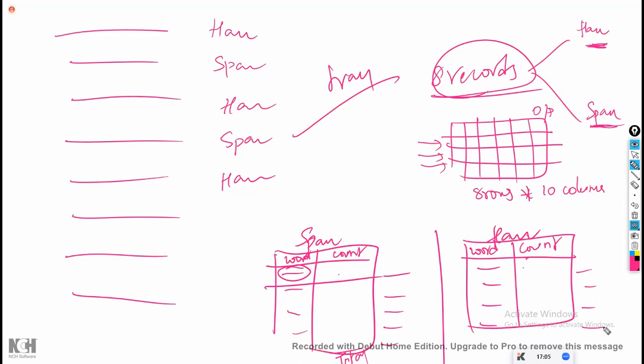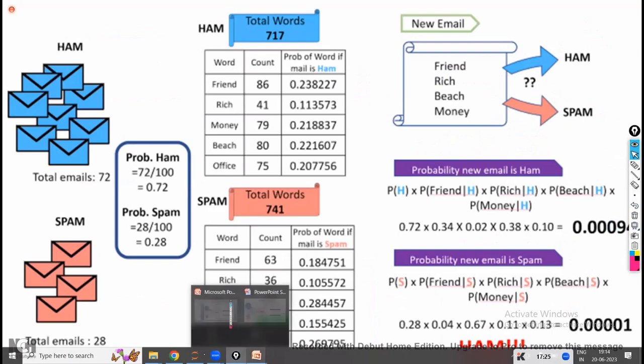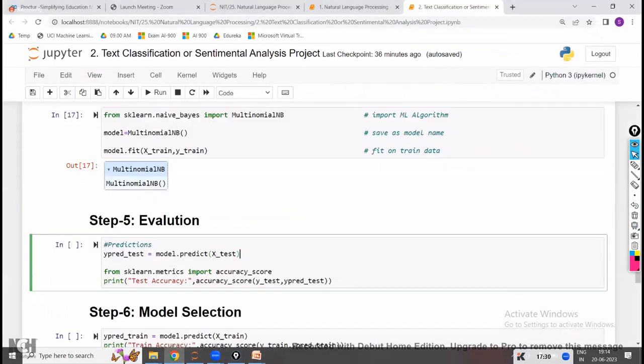Fit on X train, Y train means this is the meaning: calculating the prior probability, calculating for each word what is the probability in ham, calculating for each word what is the probability in spam. With this, training is completed. Now, what we are going to do is model.predict on X test. You are predicting on the X test, which means the new data, whatever new data is there, you are going to predict.